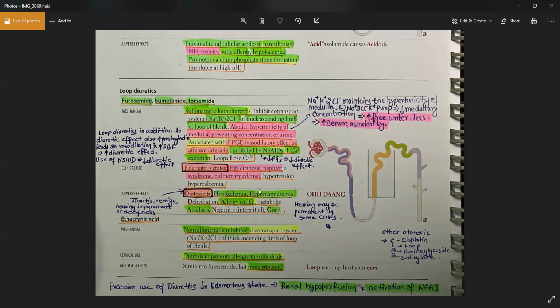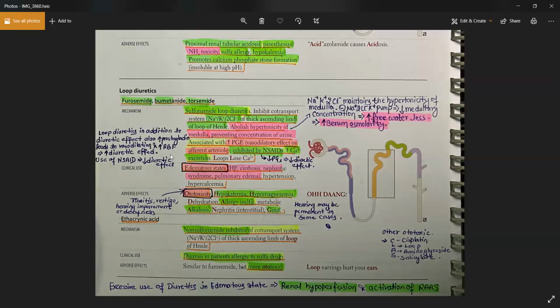And that's why you're having activation of RAS. If you're having activation of RAS, you'll be having alkalosis, right? Because of the aldosterone effect. Yes. So that's the reason you're having alkalosis. Again, because of the dehydration, you can also have gout. Precipitation of gout can happen. And I told you that diuretics can also cause interstitial nephritis, acute interstitial nephritis. So these are all the side effects of the loop diuretics.